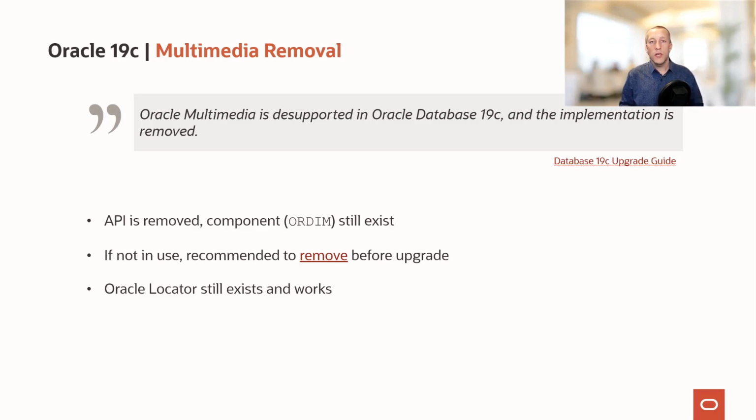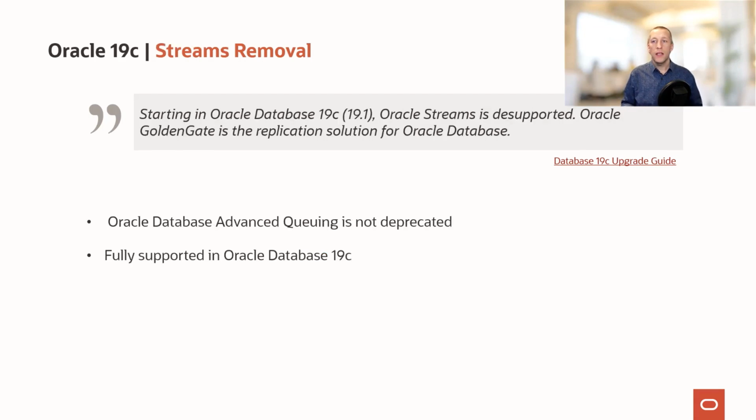If you're not using multimedia anymore, I suggest that you remove it before the upgrade to save some downtime during the upgrade. The Oracle locator still exists and still works. Even though it used to rely on multimedia functionality, it's still fully supported. In addition, Streams has been de-supported as well. Oracle GoldenGate is the technology you should use for streaming with Oracle Database. Oracle Database Advanced Queuing is not deprecated and is fully supported in Database 19C. It used to rely on Streams, but it doesn't do so anymore, and it is fully supported in 19C.